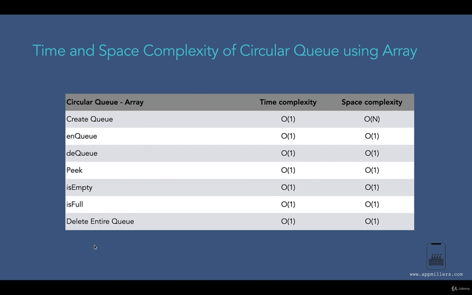Now the last method is delete entire queue. When we are deleting the entire queue, we are just setting the array that we have declared in the queue class to null. So setting this array to null takes O(1) time complexity, and the space complexity is also O(1) because here extra space is not required for setting an array to null. So this will take O(1) space complexity.